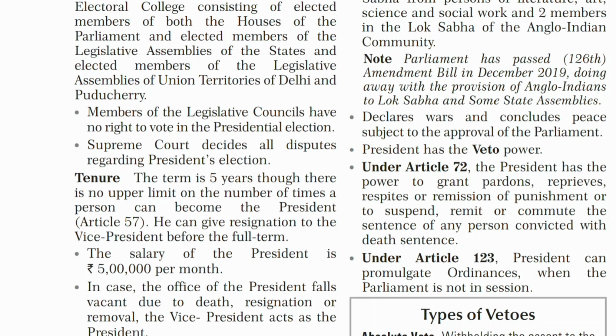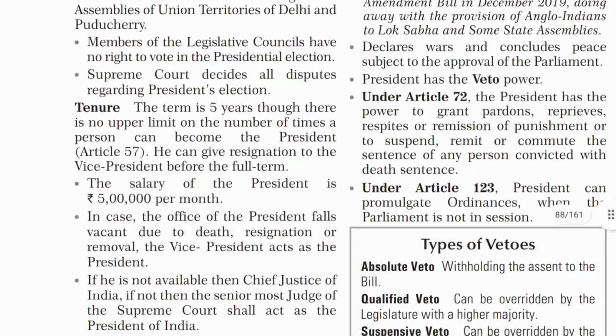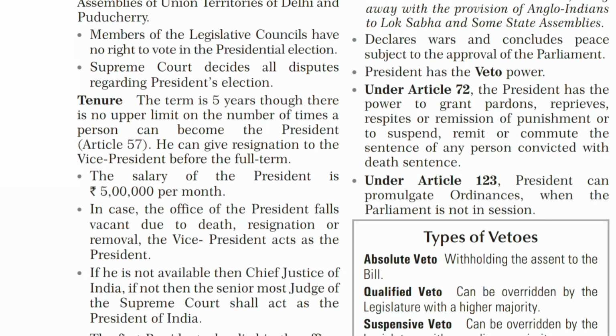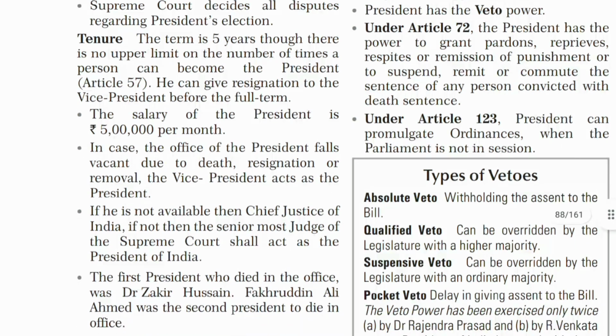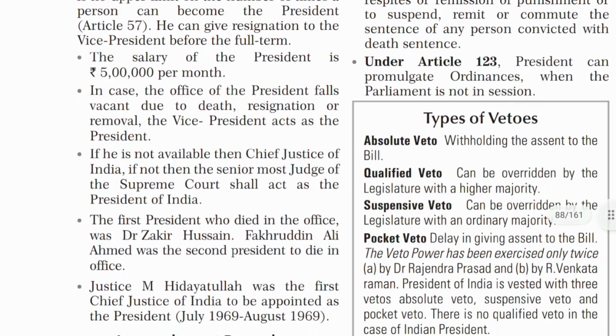Declares wars and concludes peace subject to the approval of the Parliament. President has the veto power. Under Article 72, the President has the power to grant pardons, reprieve, respite, or remission of punishment, or to suspend, remit, or commute the sentence of any person convicted with death sentence. Under Article 123, President can promulgate ordinances when the Parliament is not in session.